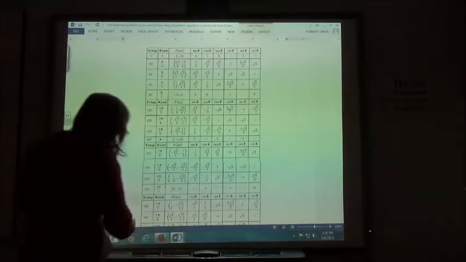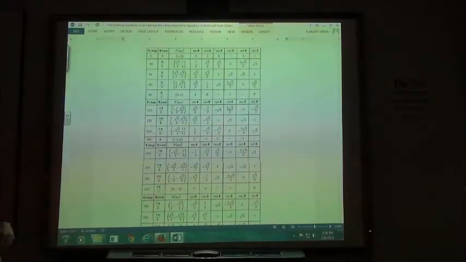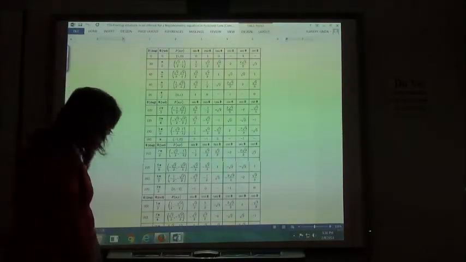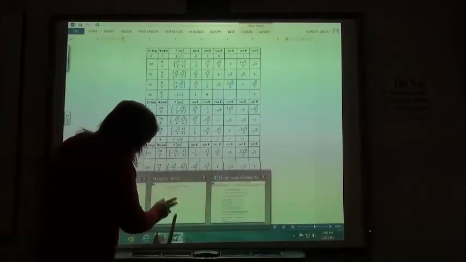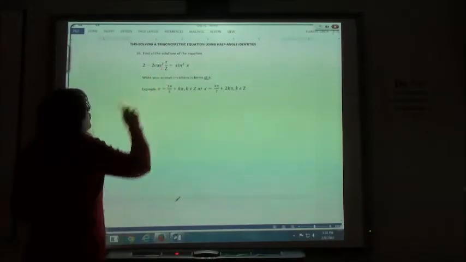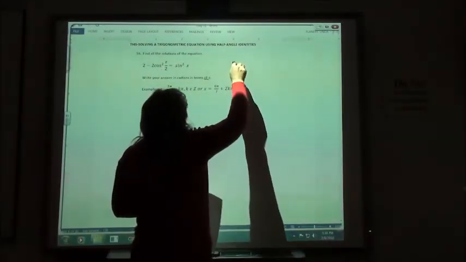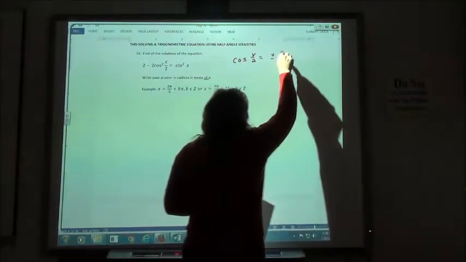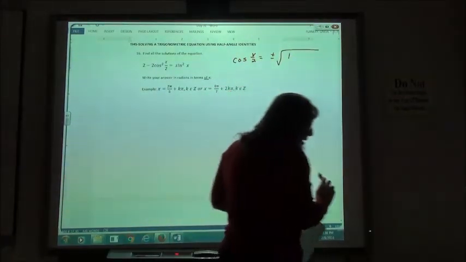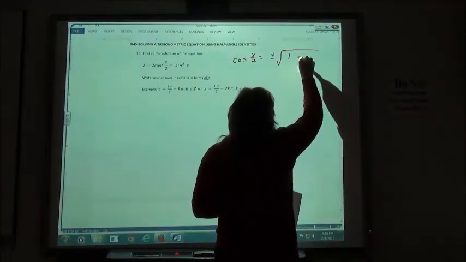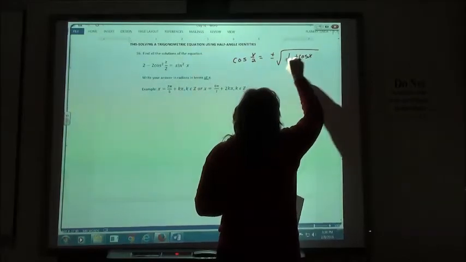You also want to keep your paper handy with your reference angles and what each of those are equal to that we've used so many times already. So if I go back over here, it has the cosine squared of x over 2. So if I think about what is the cosine of x over 2, it would be plus or minus the square root of (1 plus the cosine of x) over 2.